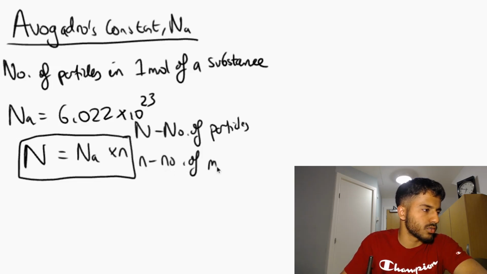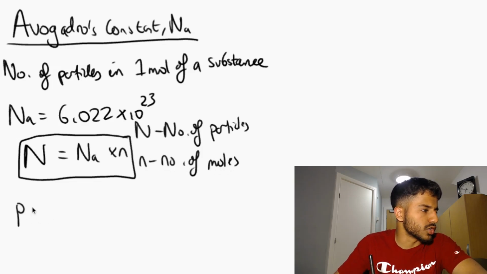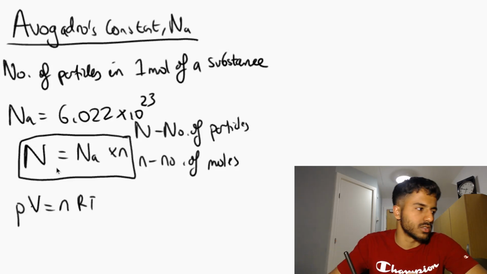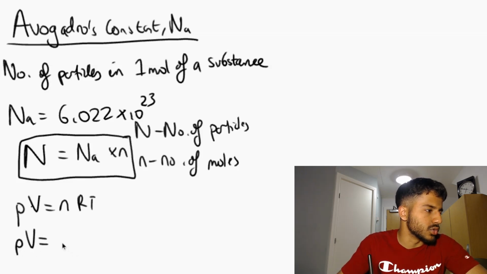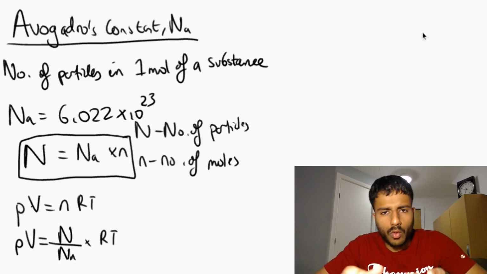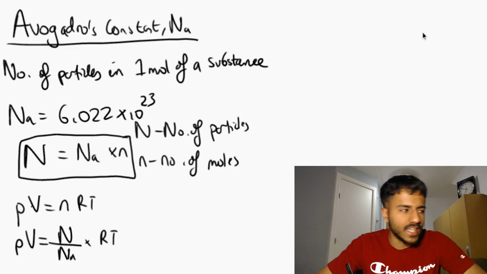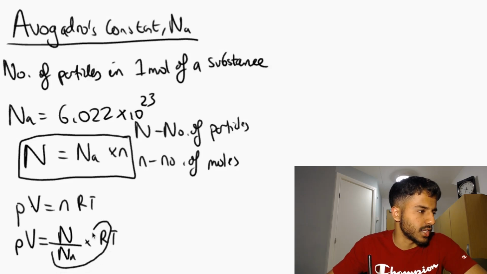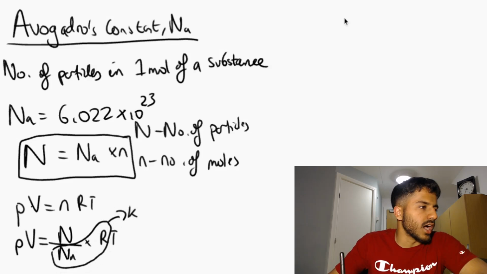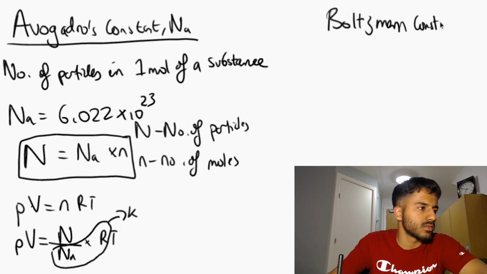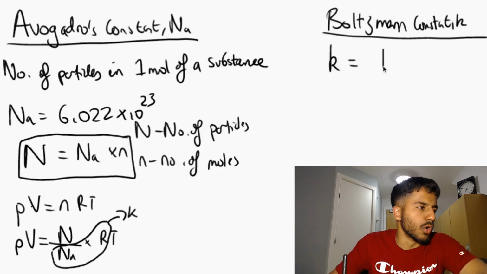So here N is the number of particles, the individual particles that is, and n is your number of moles. So if we were to look at our old equation, PV equals nRT, and if we rearrange the Avogadro's constant equation, we can see that PV is equal to N over NA times RT. And we know that R is constant and that NA is a constant as well. So this here is typically a new constant, and we can call this constant k. And this here is actually the Boltzmann constant. And the Boltzmann constant k is simply the molar gas constant divided by Avogadro's number.